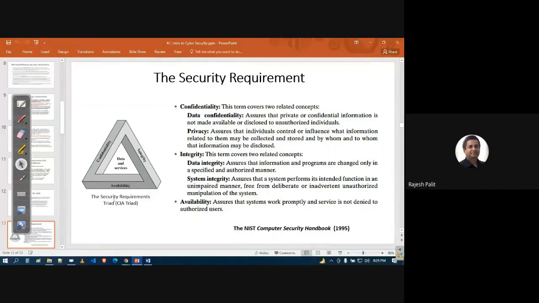And what is privacy? It assures that individuals control and influence what information related to them may be collected, stored, and shared. Privacy means your personal information, say your date of birth, your credit card number, your NID number, your bank account number, your disease information, or your tax information. You must have control over who can collect that information from you, right?